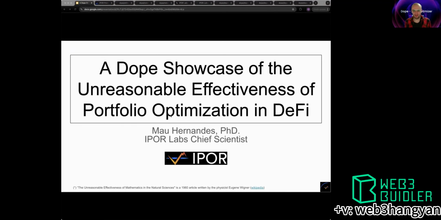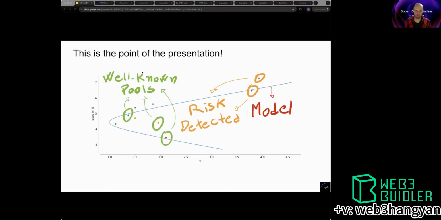I really just want to show you how to use that as a tool for your analysis, and also showcase the tools that I built. It's called DOPE, DeFi Optimizer. That's right, the name. So you don't have to worry about the models. You can just jump into the analysis. So let me start with that.